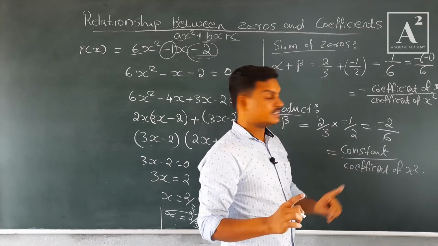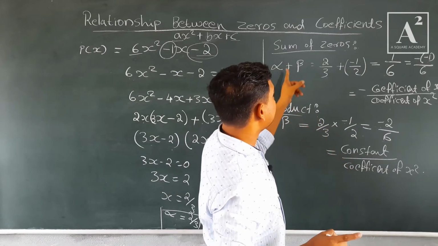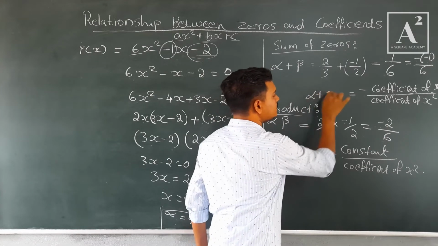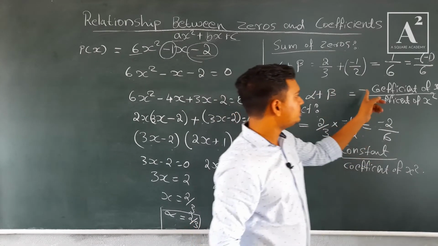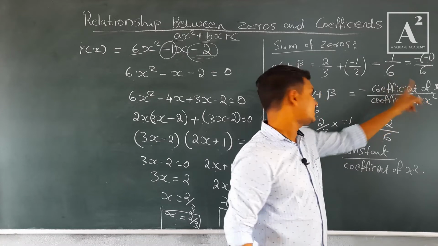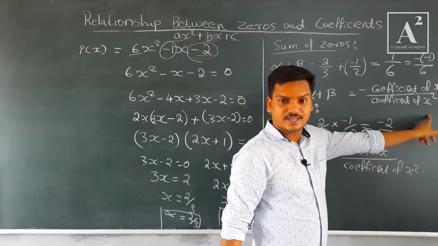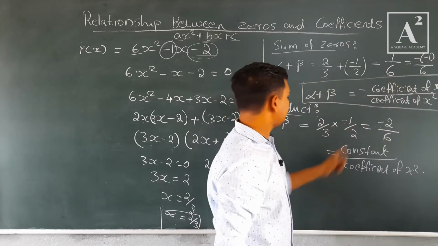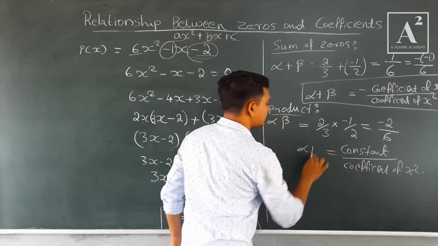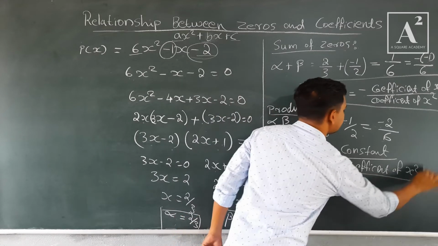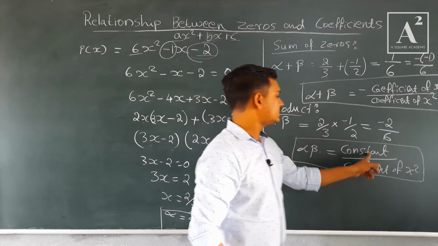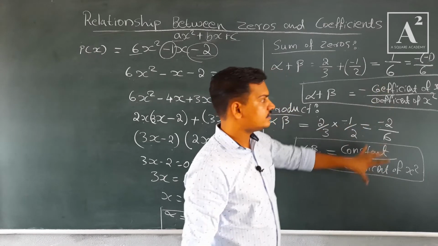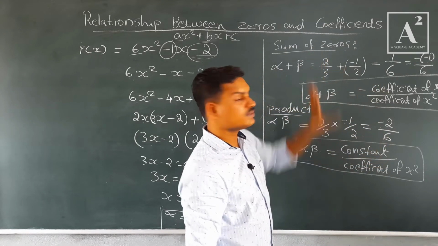So, this is the relation between zeros and coefficients. The sum of the zeros, alpha plus beta, is equal to minus coefficient of x divided by coefficient of x square. This is the first one. And the second one, the product of the zeros, is equal to the constant term divided by coefficient of x square. These are the relations between zeros and coefficients.